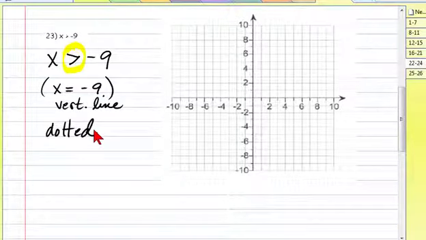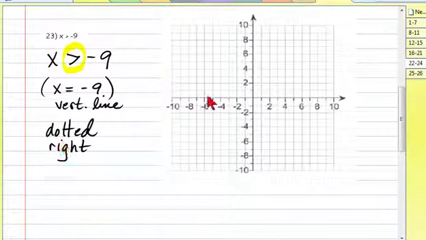Will I shade, now keep in mind, this is a vertical line, so there's nothing that's above it or below it. Will I shade to the right or to the left? X is greater than -9. Where does X get greater? Hopefully to the right. As you move to the right, X gets bigger.